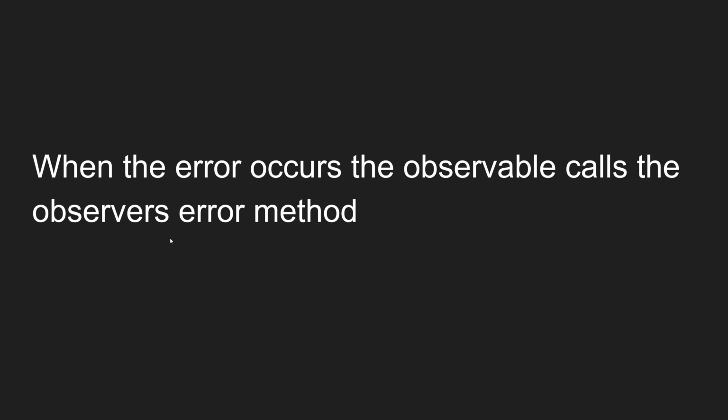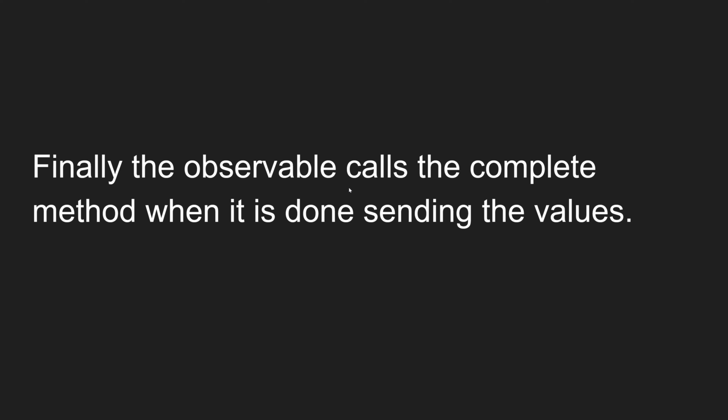Later, when an error occurs, the observable calls the observer's error method. So next, error and complete, three methods are there, right? When an error occurs, the observable calls the observer's error method. And finally the observable calls the complete method when it is done sending all the values. When the observable doesn't have any more values to send, it is completed, so it will call the complete method in the observer. That tells the observer that everything is completed, so you can clean up or do whatever you want.